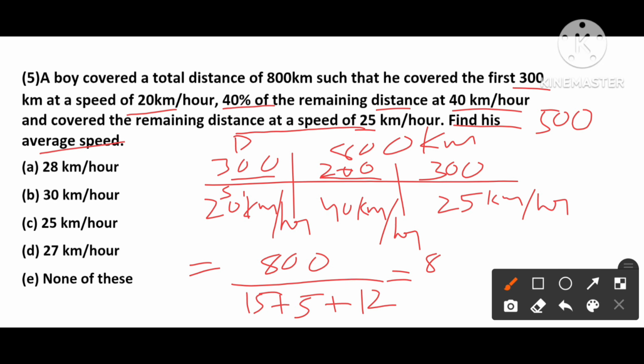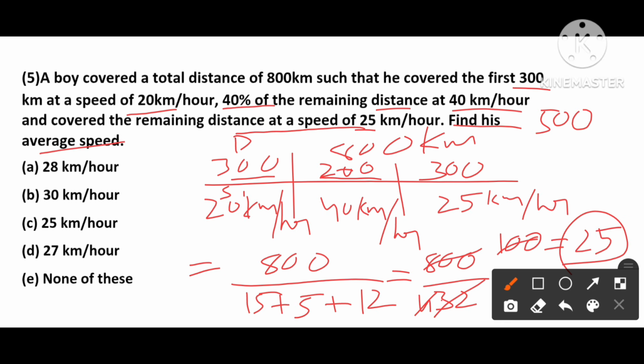So what we have is 800 divided by 15 plus 5 plus 12, which will be 32. 800 divided by 32, which gives 25. So what we get is 25 as our answer. 25 kilometers per hour. Option C is the answer for this question.